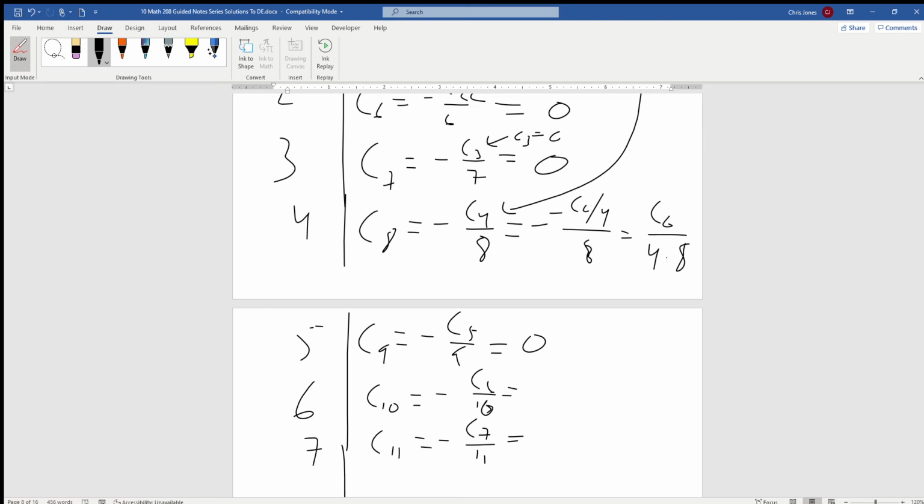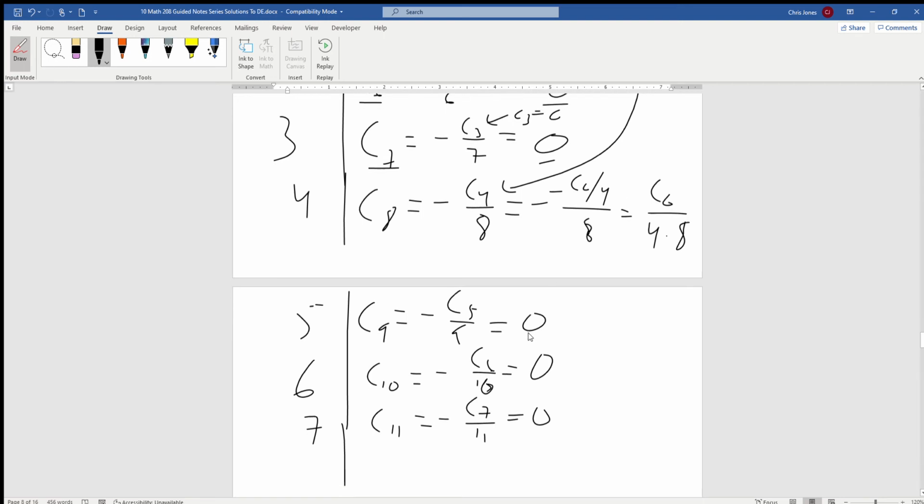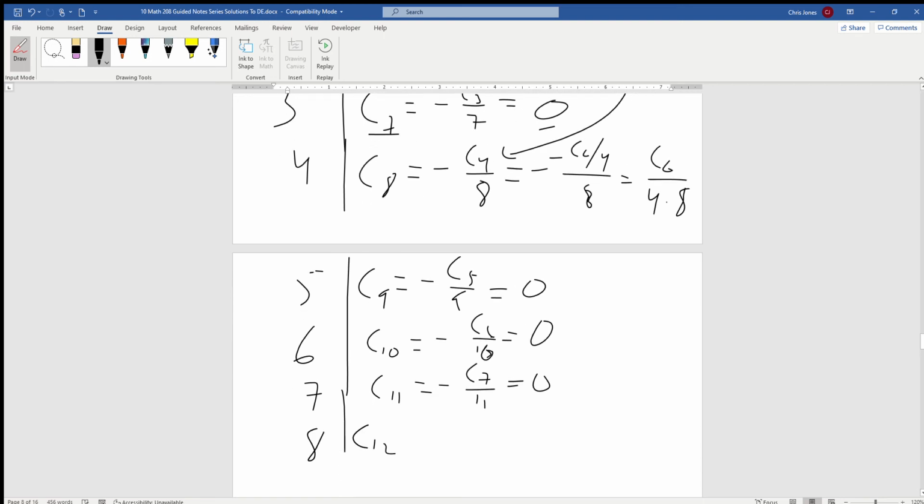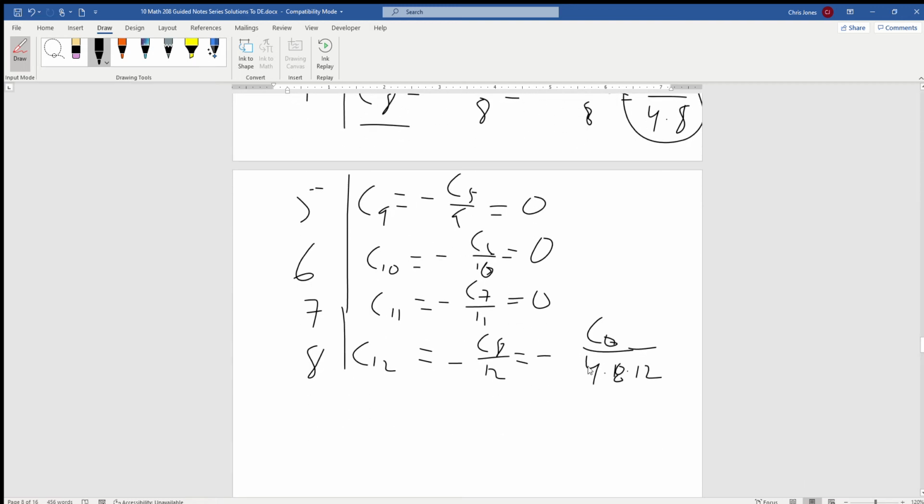And if we just go right back up here, C6 is 0, C7 is 0, so these are zeros as well. All right? But C12 is not going to be 0. So it's the opposite of C sub 8 over 12. And remember, C8 was equal to C0, that's a 0 by the way, over 4 times 8. So this is really going to be the opposite of C0 over 4 times 8 times 12. All right. And eventually we'll manipulate this. Okay, but for right now, we're just going to leave it like that.